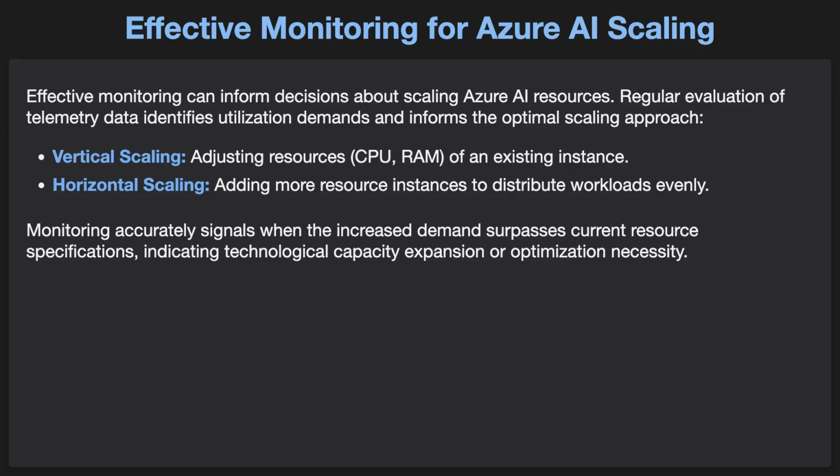Effective monitoring can inform decisions about scaling Azure AI resources. Regular evaluation of telemetry data identifies utilization demands and informs the optimal scaling approach. Vertical scaling: adjusting resources, CPU, RAM, on an existing instance. Horizontal scaling: adding more resource instances to distribute workloads evenly. Monitoring accurately signals when the increased demand surpasses current resource specifications, indicating technological capacity expansion or optimization necessity.